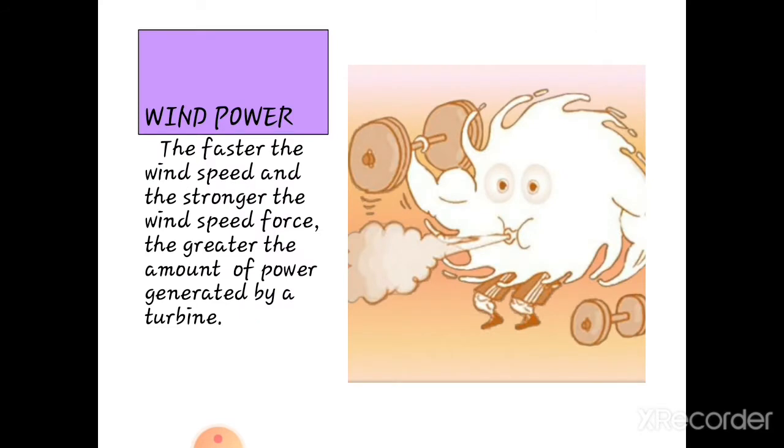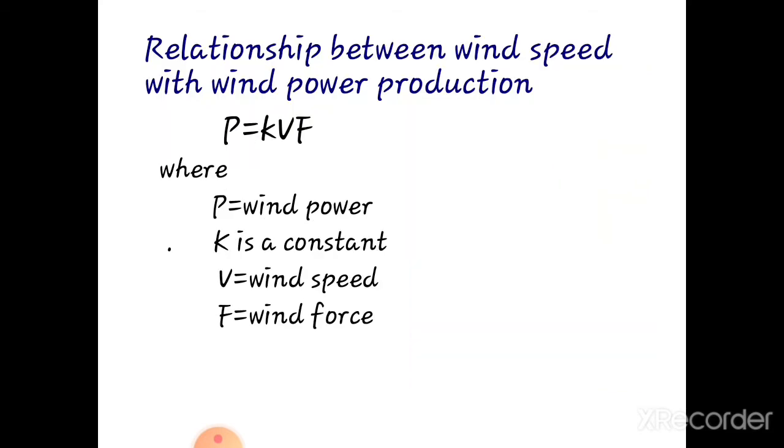First, wind power. The faster the wind speed and the stronger the wind force, the greater the amount of power generated by a wind turbine. Different regions have different wind speeds. Therefore, it's vital to understand the relationship between wind speed and power production. The relationship between wind speed and wind power production is P equals K into Vf, where P is equal to wind power, V is equal to wind speed, F is equal to wind force, K is constant.